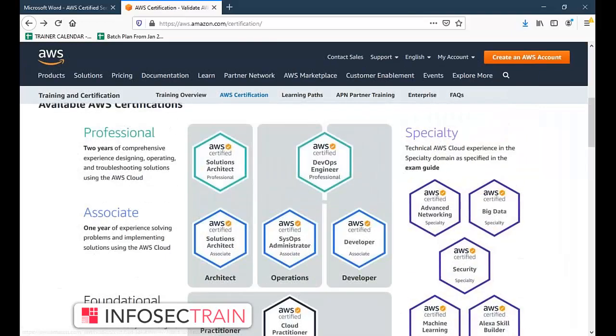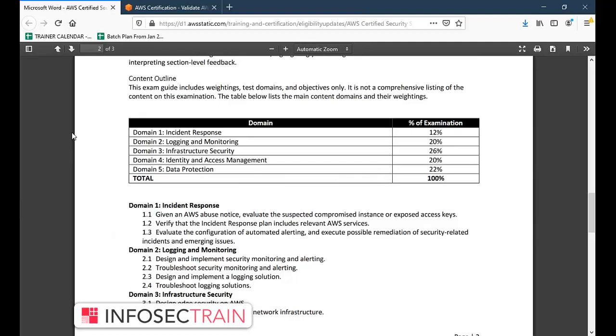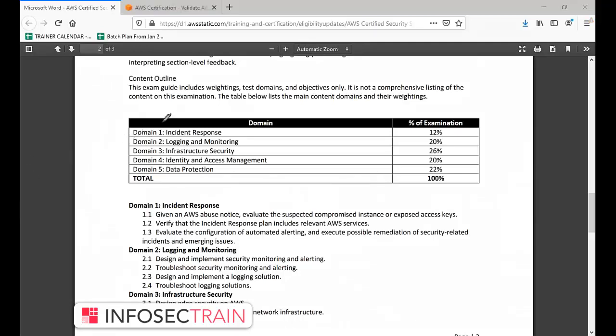That's it. So now we will discuss the different domains in this particular certification. We have 5 domains, as I told you. Domain 1 is incident response. Domain 2 is logging and monitoring. Domain 3 is infra security. Domain 4 is identity and access management. And domain 5 is data protection.